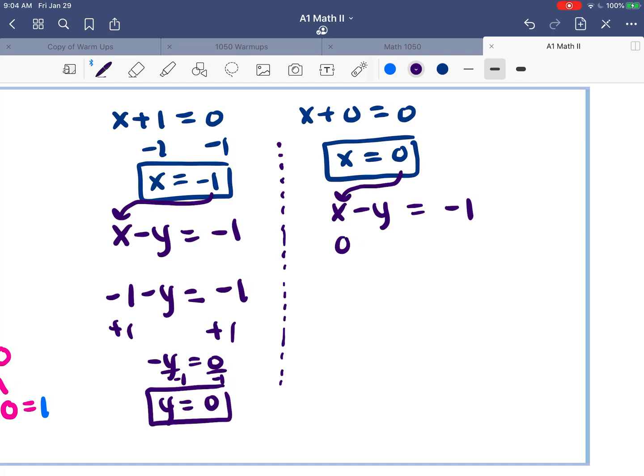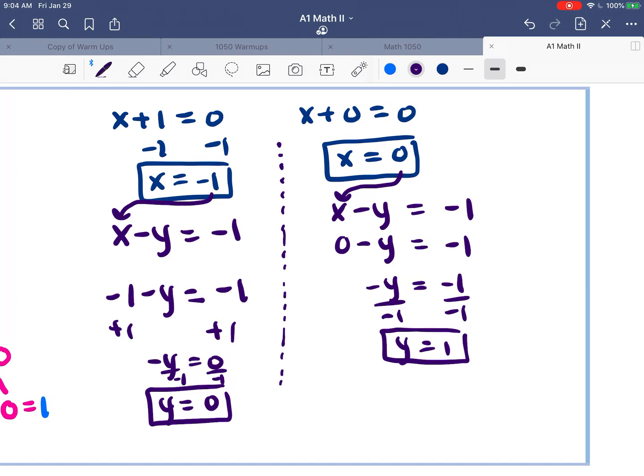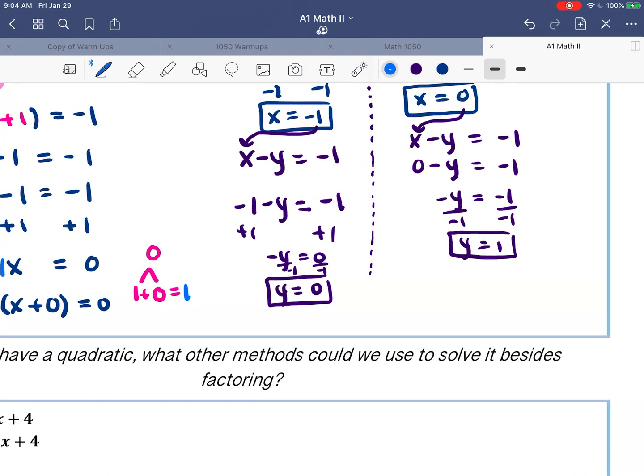Plug 0 in for x. 0 minus y equals negative 1. So I already sort of can tell that y has to be 1, but this is what we have right now. I'll divide by negative 1, and y is 1. So our two solutions are negative 1, 0 from our x and a y above that, and then 0, 1 for x and y above that.